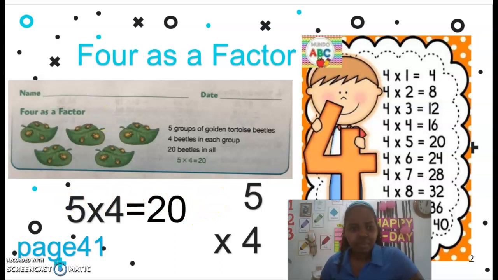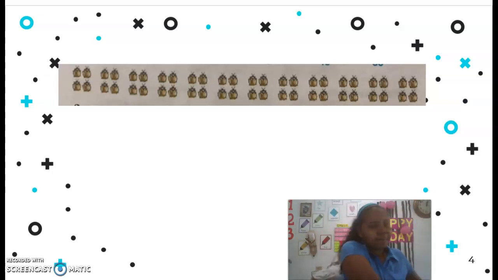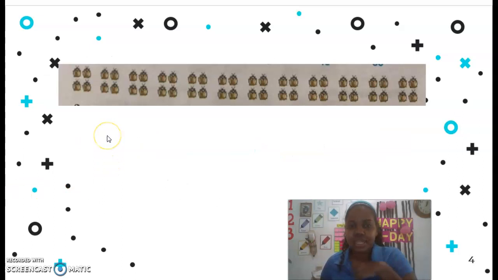Then, here in the book, you have this group of beetles. And you're going to use it to count. So, you're going to work on exercise number 1 of your book. Just exercise number 1. For example, 4 times 3. How much is it? We are going to count. It's like if I say 3 groups of beetles with 4 beetles.